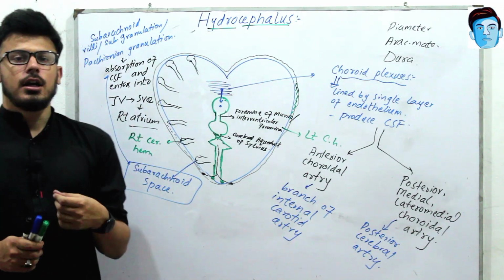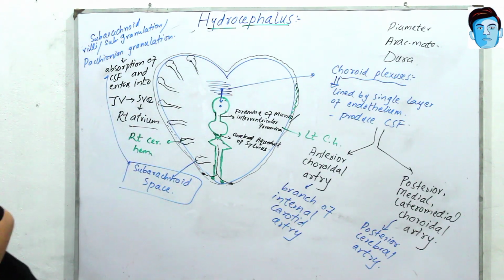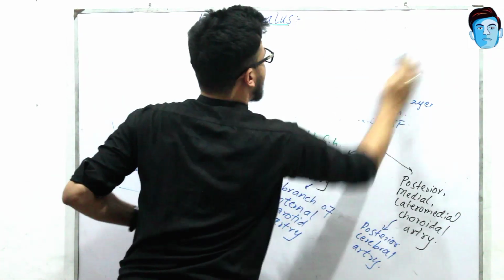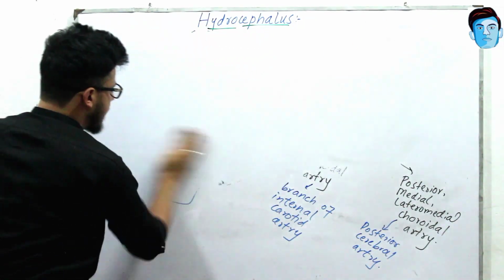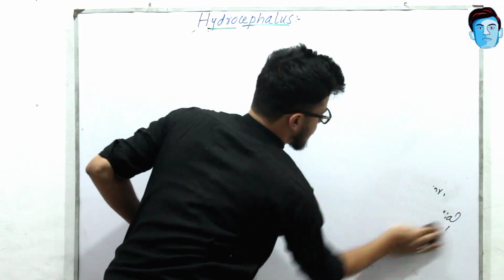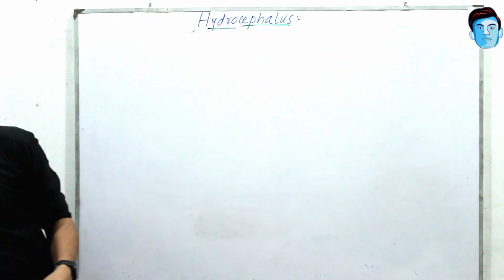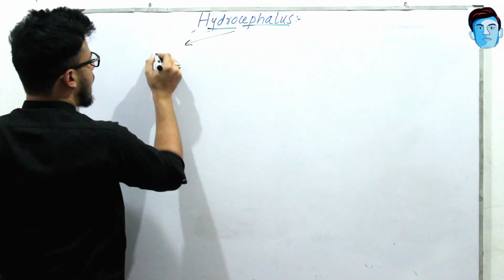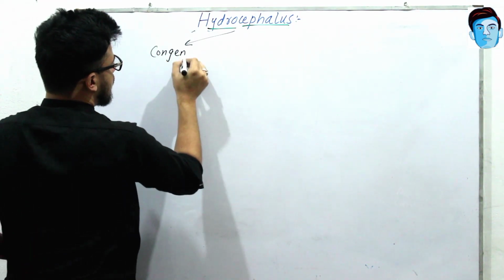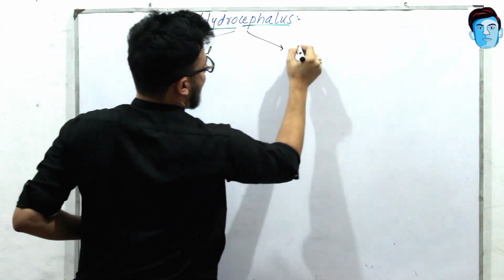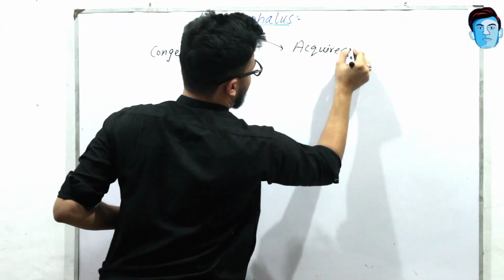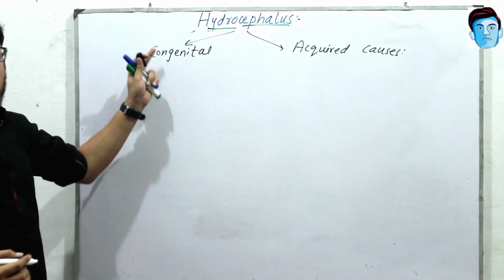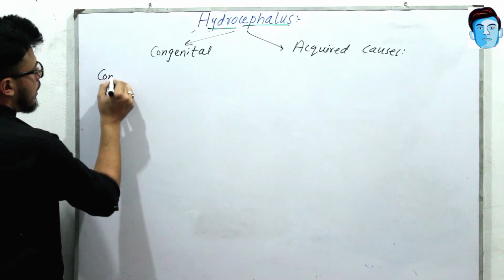Now let's discuss the certain causes of hydrocephalus. What is the etiology of hydrocephalus? The causes of hydrocephalus are divided into two groups: congenital causes and acquired causes. Among the congenital causes, the most common cause of hydrocephalus is congenital aqueductal stenosis.